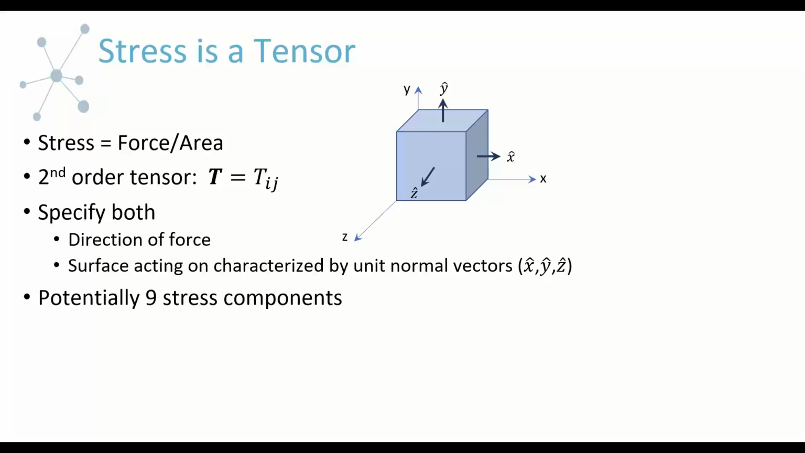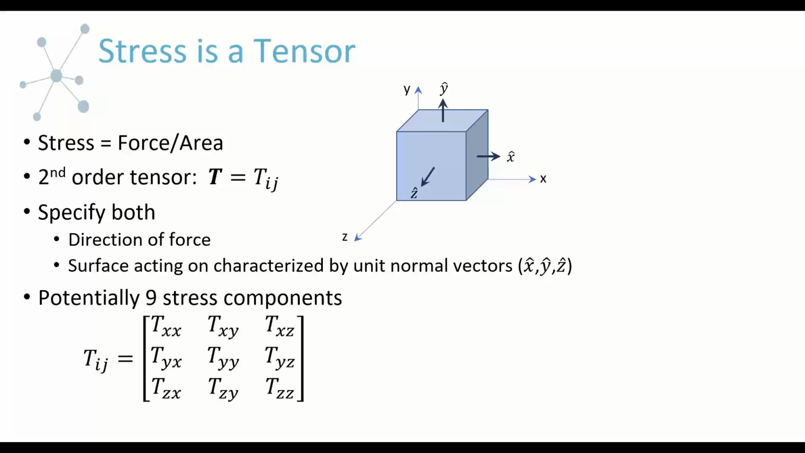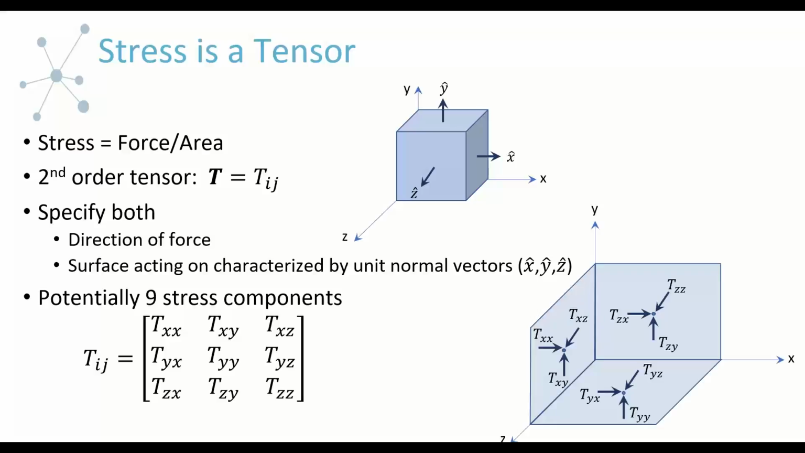So that gives us potentially 9 stress components. We generally represent this as a matrix. And so we also have a schematic here, so you can see what the diagonal elements look like and what the off-diagonal elements look like when it comes to the stress on a particular surface. Normal stresses, which we're going to be talking about today, are these diagonal elements.